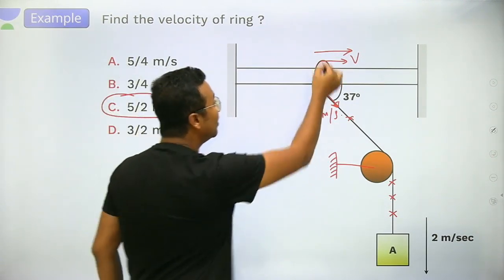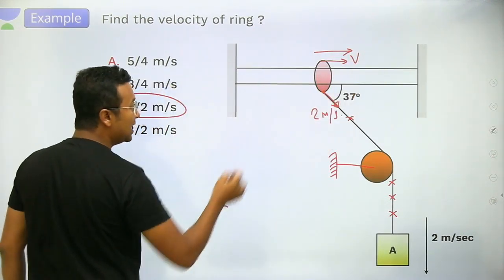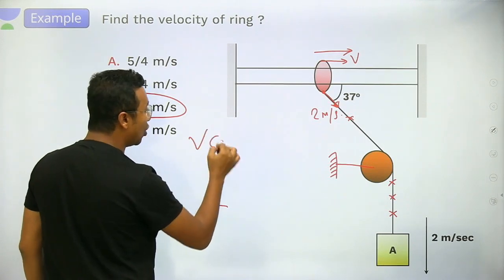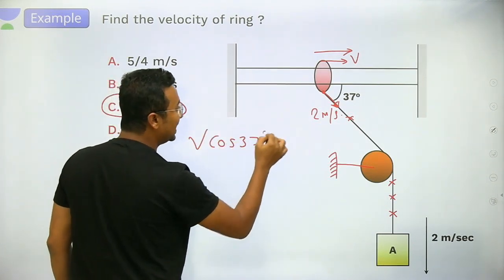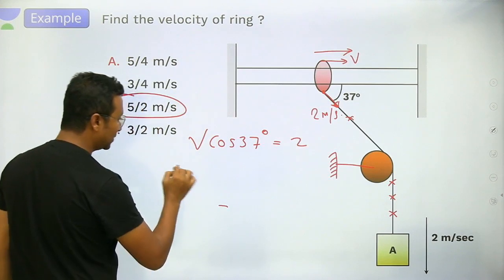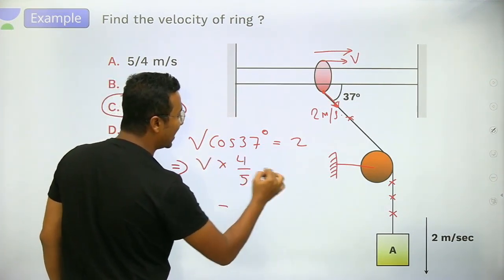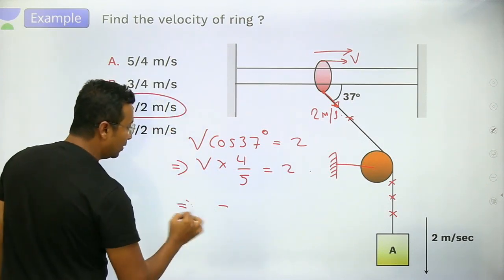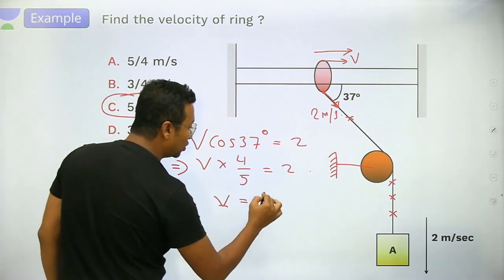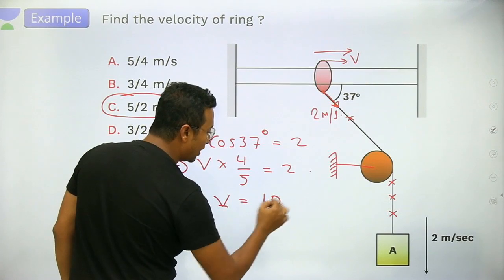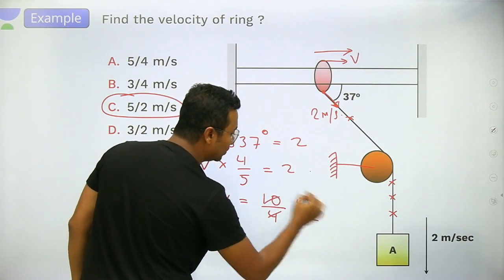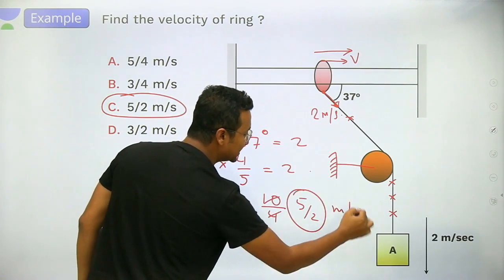Once you remember this, we have a very simple question out here. V cos 37 degrees is equal to 2, which implies V times 4 divided by 5 is equal to 2, which implies V will be equal to 10 divided by 4. I can write it as 5 by 2 meters per second.